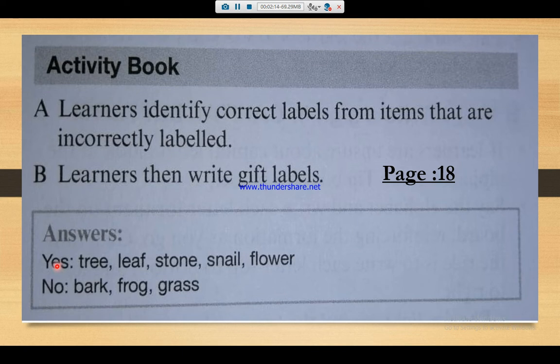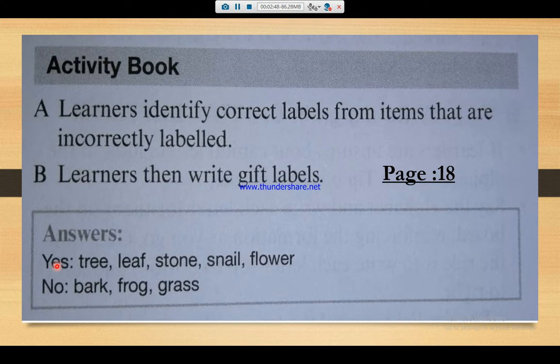Let's look at the pictures together. So here we have tree. Is the picture really a tree? Yes. So write Y. Number 2, bank. Is it really a bank? No. Okay, so we are going to write N. Leaf. Is it really a leaf? Yes, it's a leaf. So write Y for yes. Stone. Is it really a stone? Yeah, it's a stone. So we are going to write Y for yes.